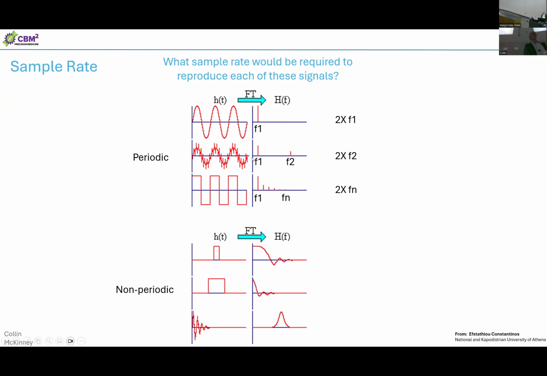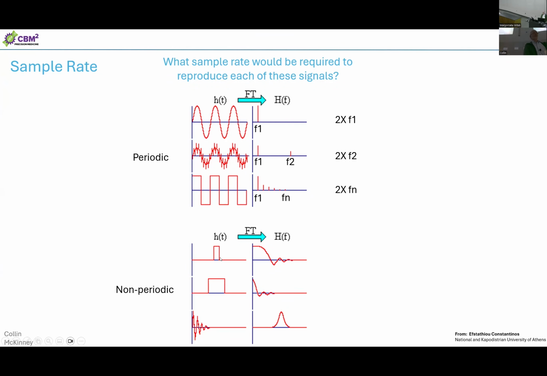If this signal is applied, now you have F1, but you also have a sine wave at much higher frequency. So for this one, you've got to do 2 times the highest frequency. Same thing for the square wave. Now you've got both the fundamental repetition frequency here at F1, and you have all of the higher order harmonics that are required to reproduce that square wave. So here you've got to go out to 2 times the highest frequency content of that signal.